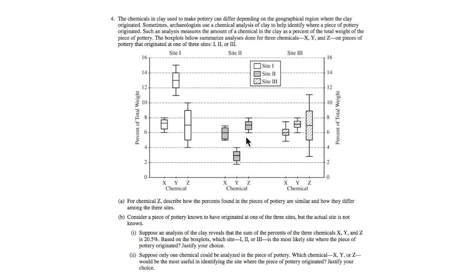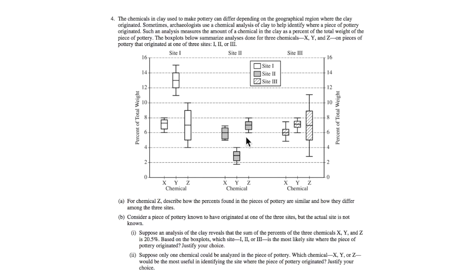Consider a piece of pottery known to have originated at one of the three sites, but the actual site is not known. Suppose an analysis of the clay reveals that the sum of the percents of the three chemicals X, Y, and Z is 20.5%. Based on the box plot, which site, 1, 2, or 3, is the most likely site where the piece of pottery originated? Justify your choice.